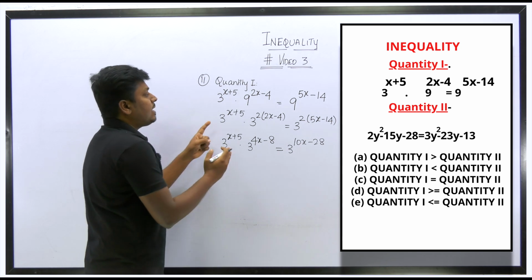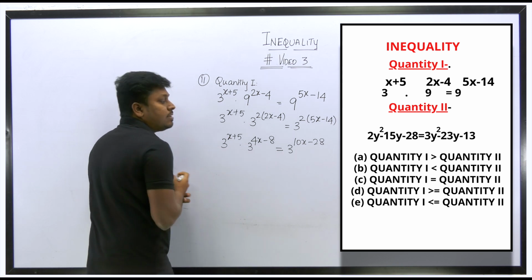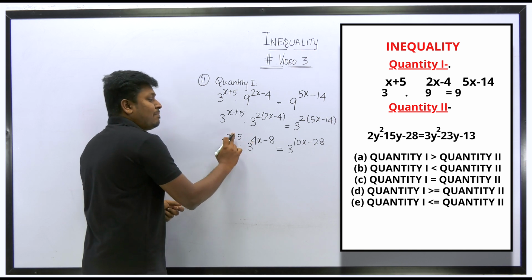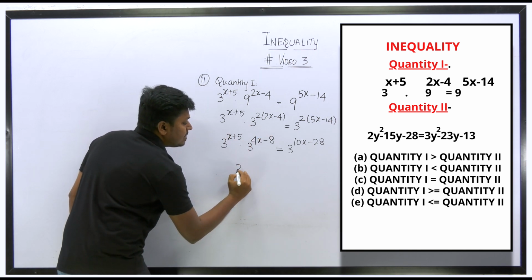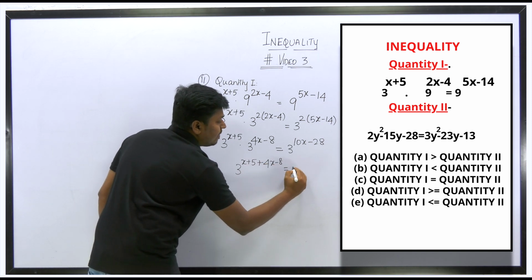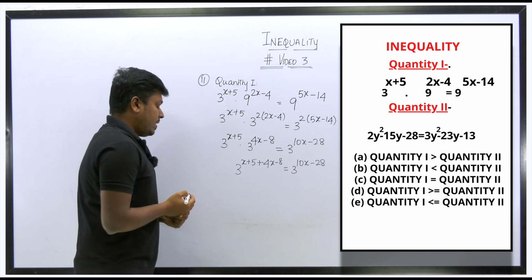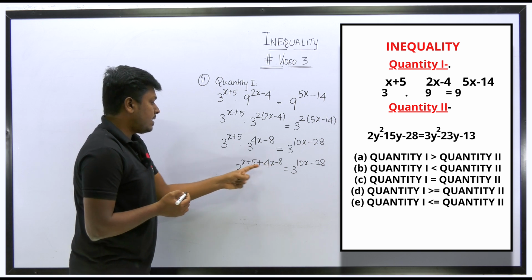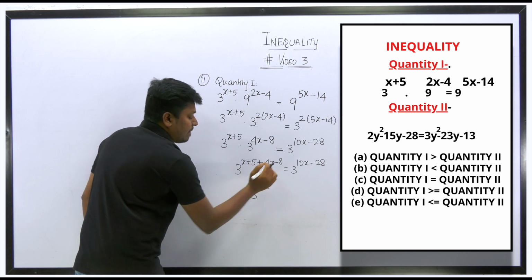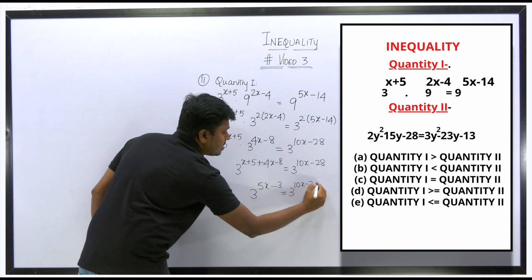So now we have finally converted all the 9 power something into 3 power, and we can see all the base numbers are 3. Now it is easy to add, because a power m, a power n will be a power m plus n. So this can be written as 3 power x plus 5 plus 4x minus 8 is equal to 3 power 10x minus 28. Got it? When you add all these terms, 4x and x will be 5x, so 3 power 5x, 5 minus 8 will be minus 3, is equal to 3 power 10x minus 28.